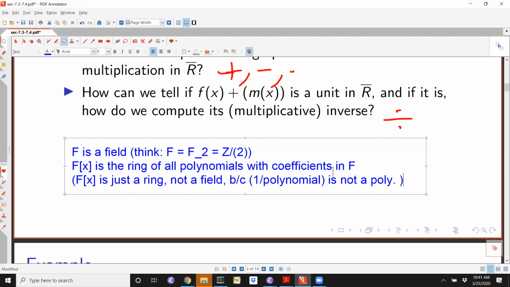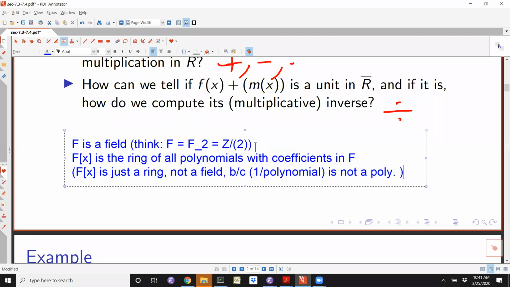It's kind of strange to think about. F equals Z mod 2 is literally the simplest possible field, and it's also the simplest possible interesting ring you can think of. But oddly enough, the simplest possible example is the one that makes all the money, as we shall see.